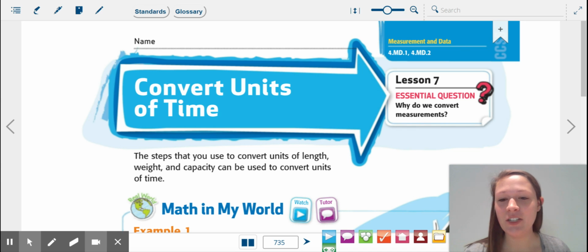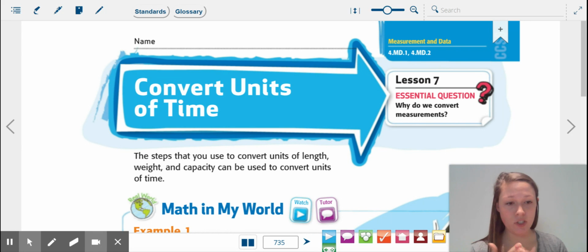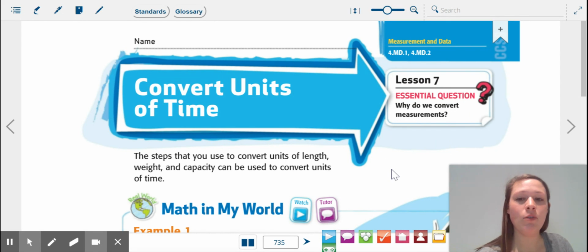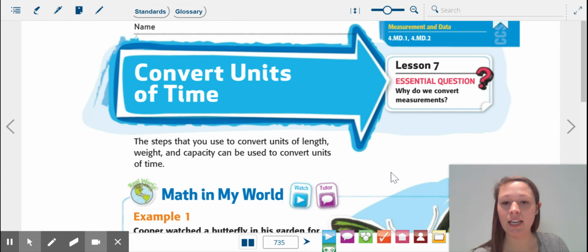Hey guys, go ahead and turn to page 735 in your workbook. We're going to focus on converting units of time, okay? Remember, converting means to change, okay? So we're going from one unit to a different unit. So the steps that you use to convert units of length, weight, and capacity can be used to convert units of time as well, okay?